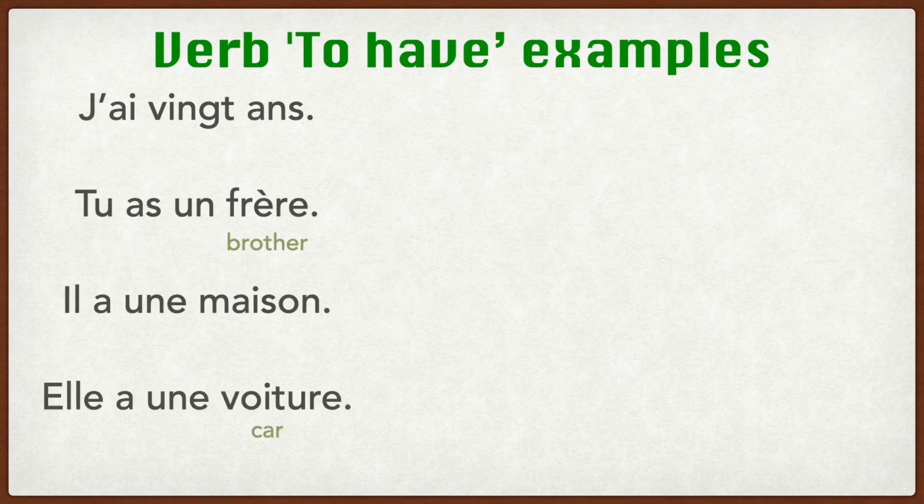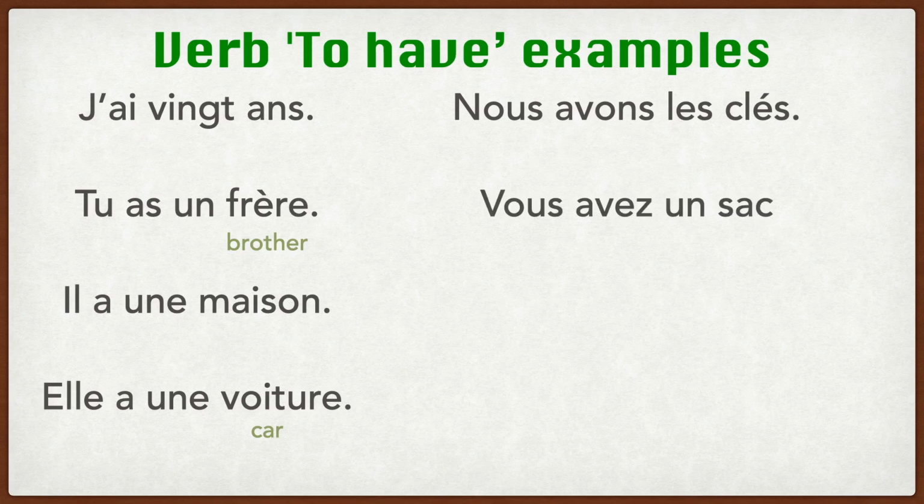We have the keys. Nous avons les clés. You have a bag. Vous avez un sac. They have 3 bicycles. Ils ont 3 vélos. They have pens. Ils ont des stylos.